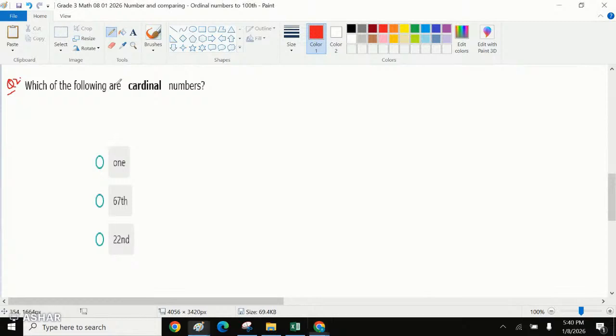Or we can say which of the following is a cardinal number. A cardinal number does not end with TH, ND, ST, right? So cardinal number is generally a number. So what we can say is, yes, thank you. We can say 1 is a cardinal number. Agreed? Let's look at one more question. Very less questions. Okay. They have very easy ones.